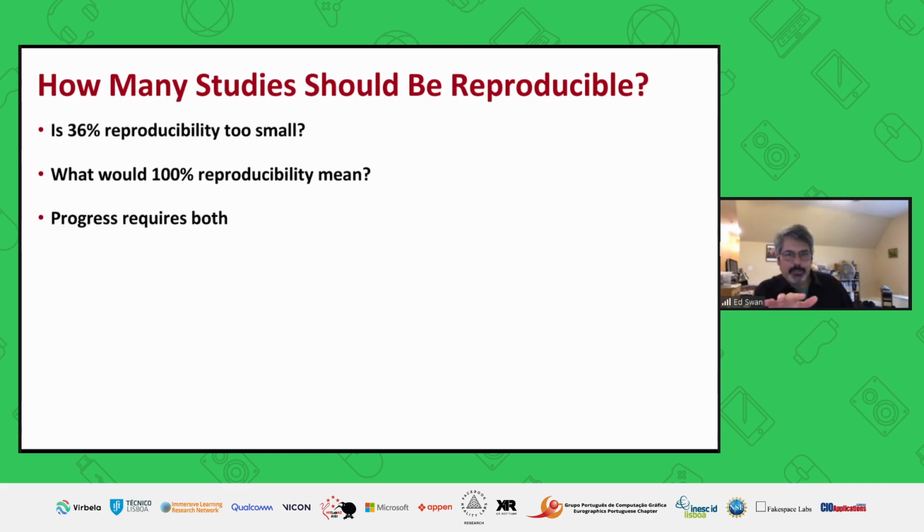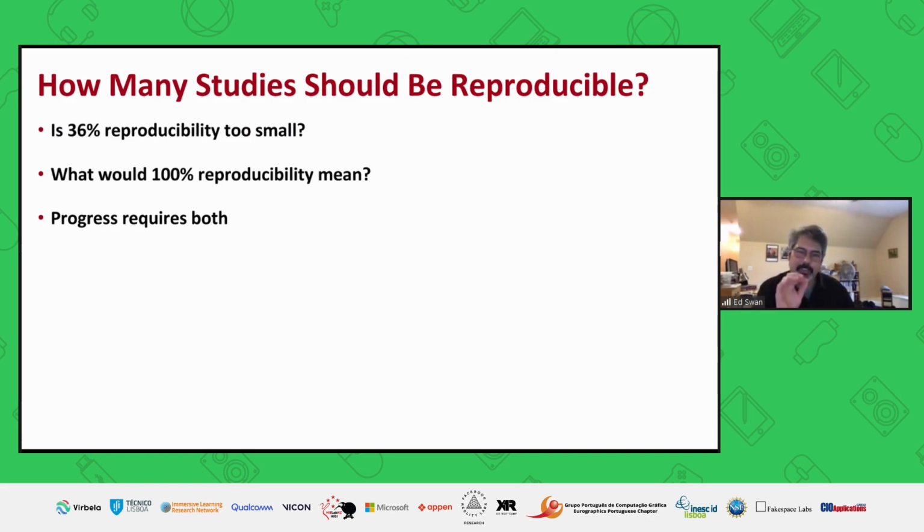So progress requires both reproducible experiments, but some that are not reproducible. The perfect reproducibility percentage is probably field or subfield dependent and is almost certainly unknowable, probably higher than 36%.